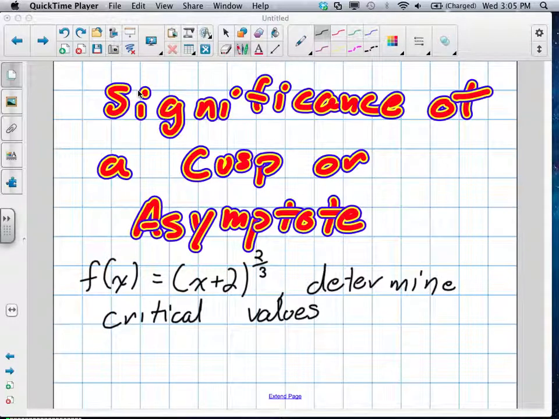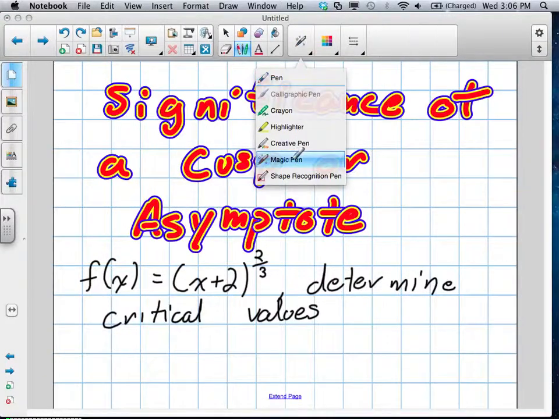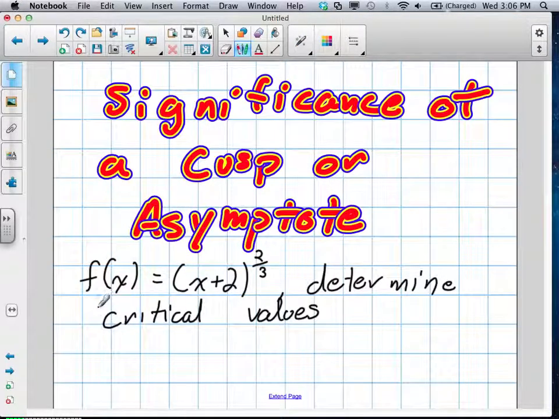Significance of a cusp or asymptote. Cusp. That's how I say it. So, we have some function f of x equal to (x + 2) to the power of 2/3, the cube root of (x + 2) squared. Okay, that's what this means up here.